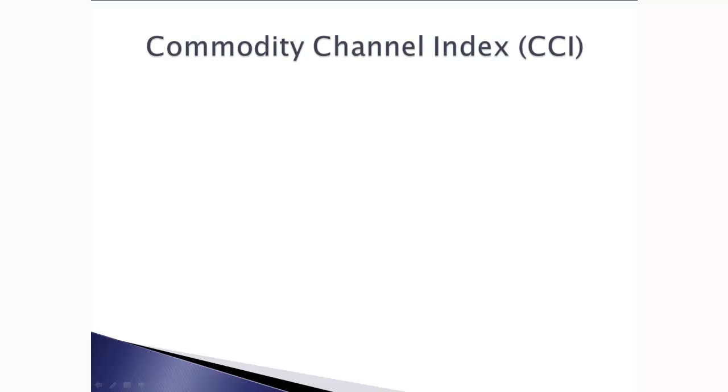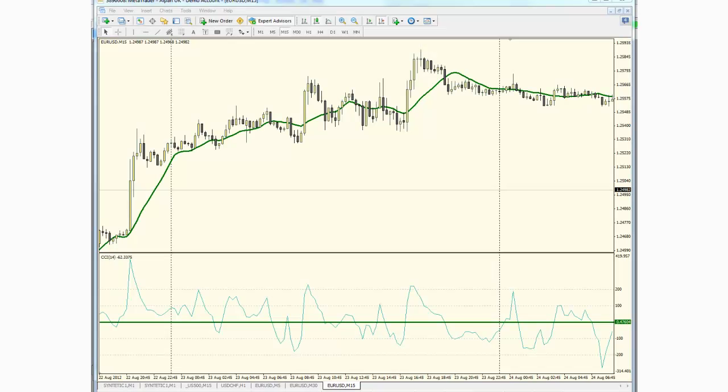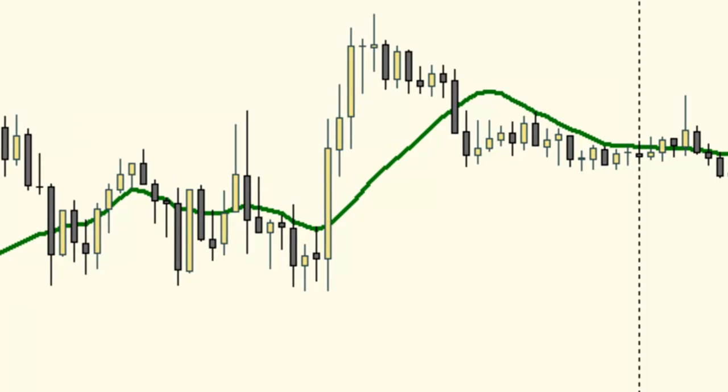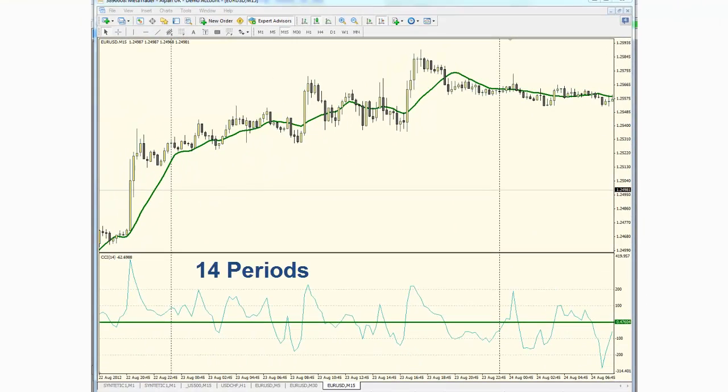The Commodity Channel Index, also known as the CCI, was created by Donald Lambert in 1980. It measures a security's variation from the statistical mean. This means the CCI measures how far price moves away from its simple moving average. The standard setting for the moving average is 14 periods.